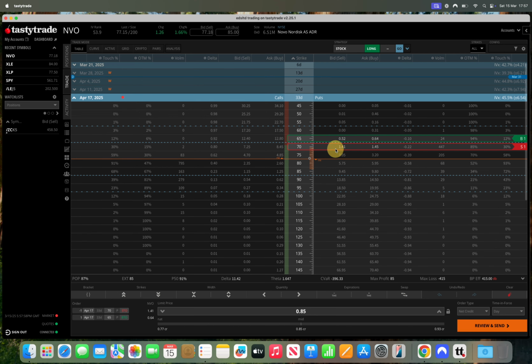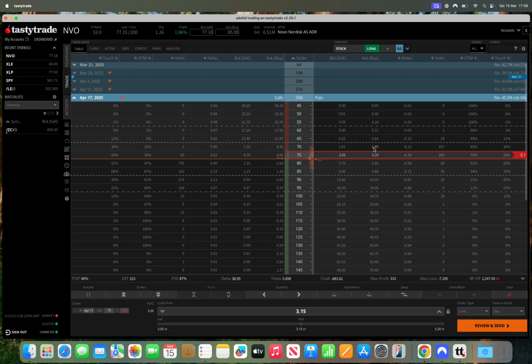So let's just see what it would look like if we were to be more aggressive. If we were to go with the 39 delta instead of the 32, we would collect $315 up front. Our broker is going to require 2.2k in buying power to open this position. So as you can see, a lot more buying power is going to be required. And our pop is slightly lower, so it's 80%, and our P50 is 87%.